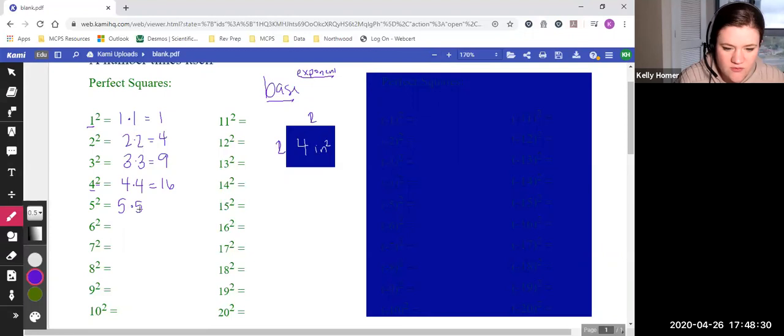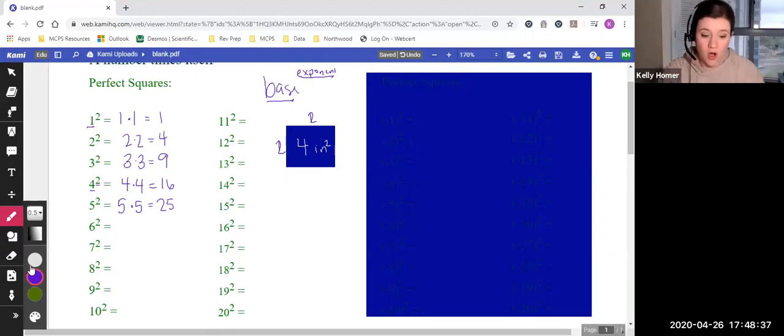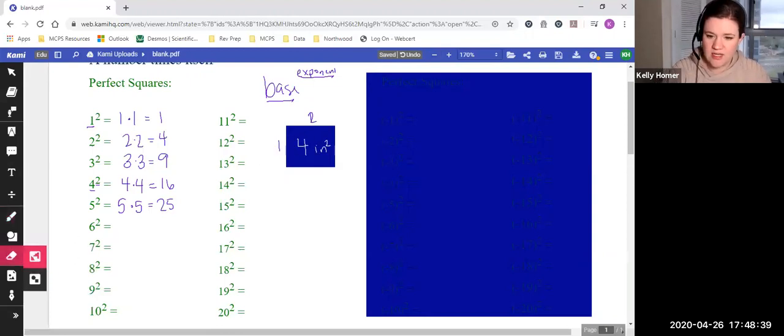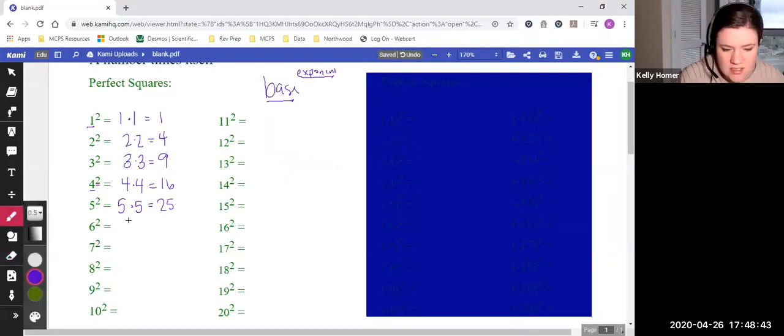5 times 5 is going to be 25, and that goes throughout all of them, but I'm just going to move this for a quick second. Fill these all in. If you have questions, please ask me. 6 squared is going to be 36. 7 squared is 49. 8 squared is 64. 9 squared is 81. 10 squared is 100.